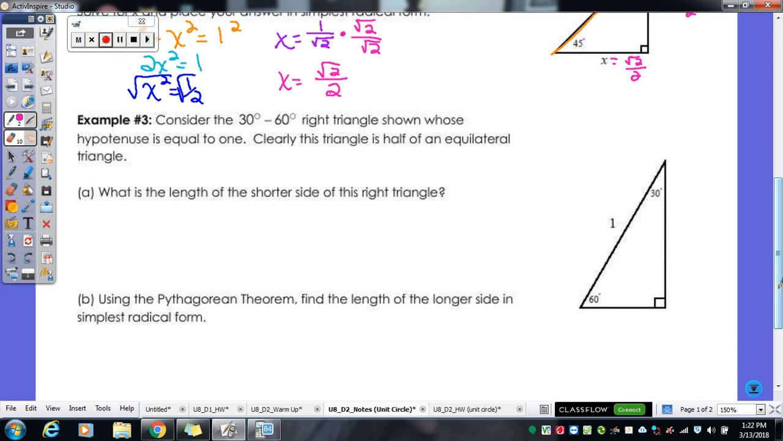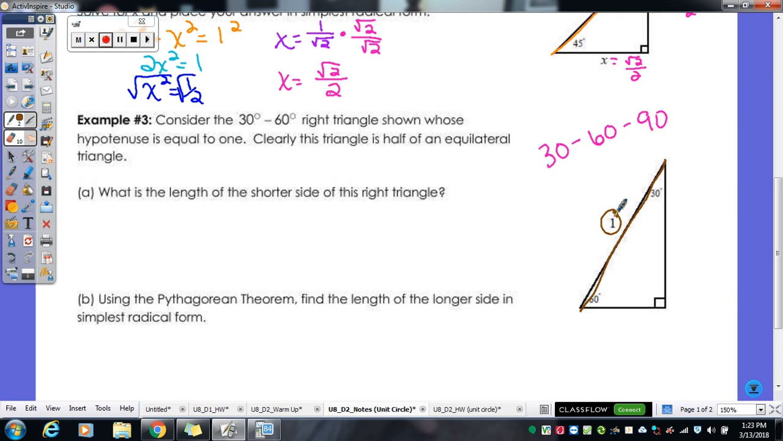So our next triangle, the other special one you guys talked about last year, is 30, 60, 90. So again, with the 30, 60, 90, our hypotenuse is still a 1, because in a minute, we're going to be putting this in terms of our unit circle. So our hypotenuse is 1.